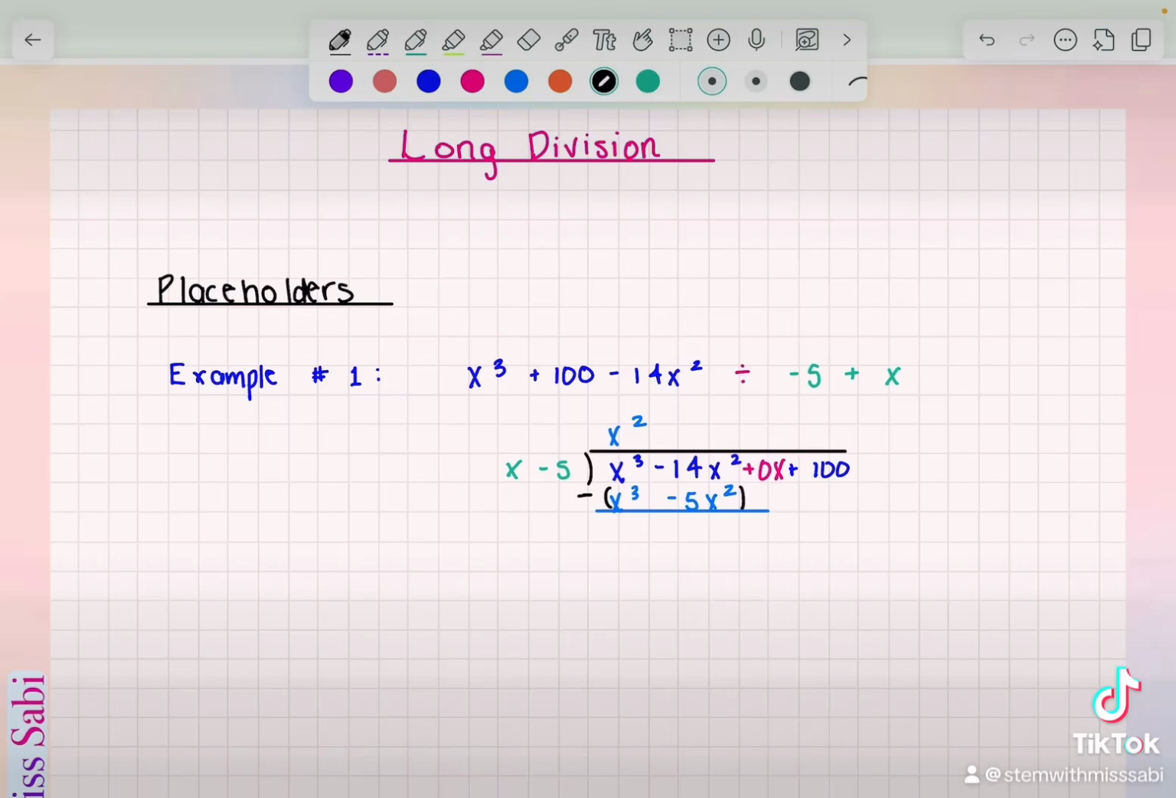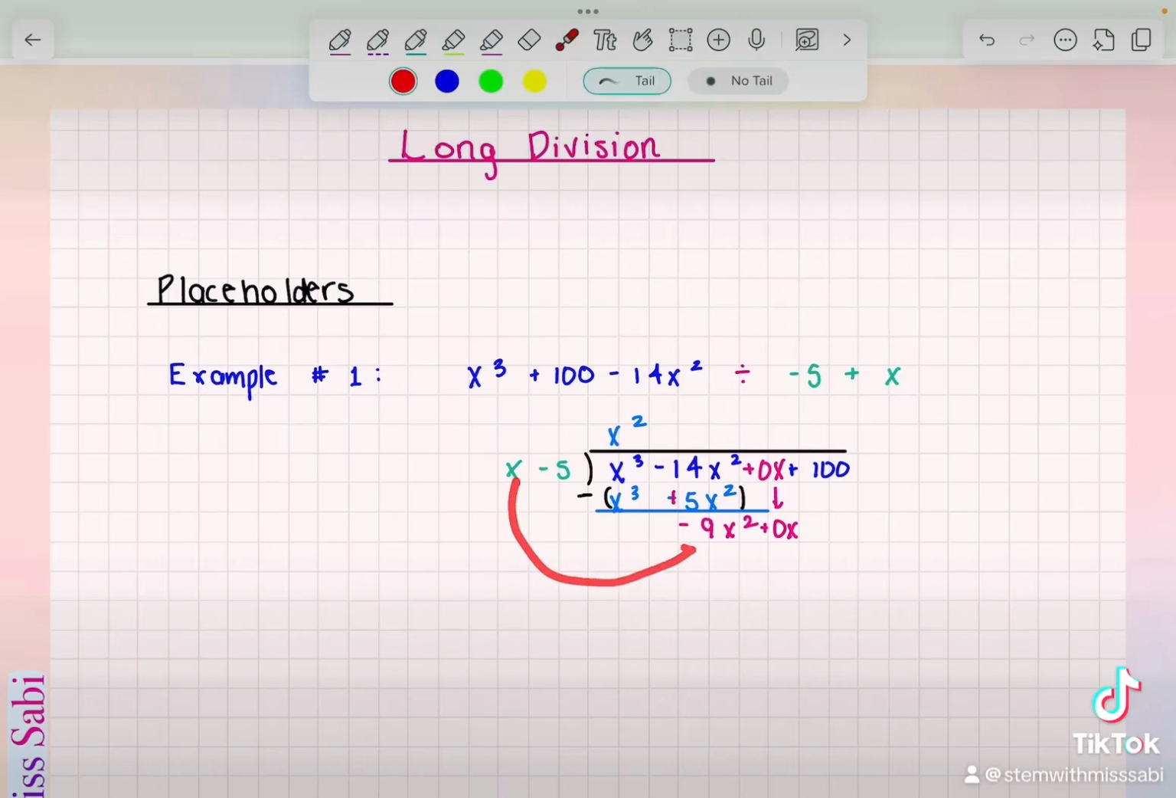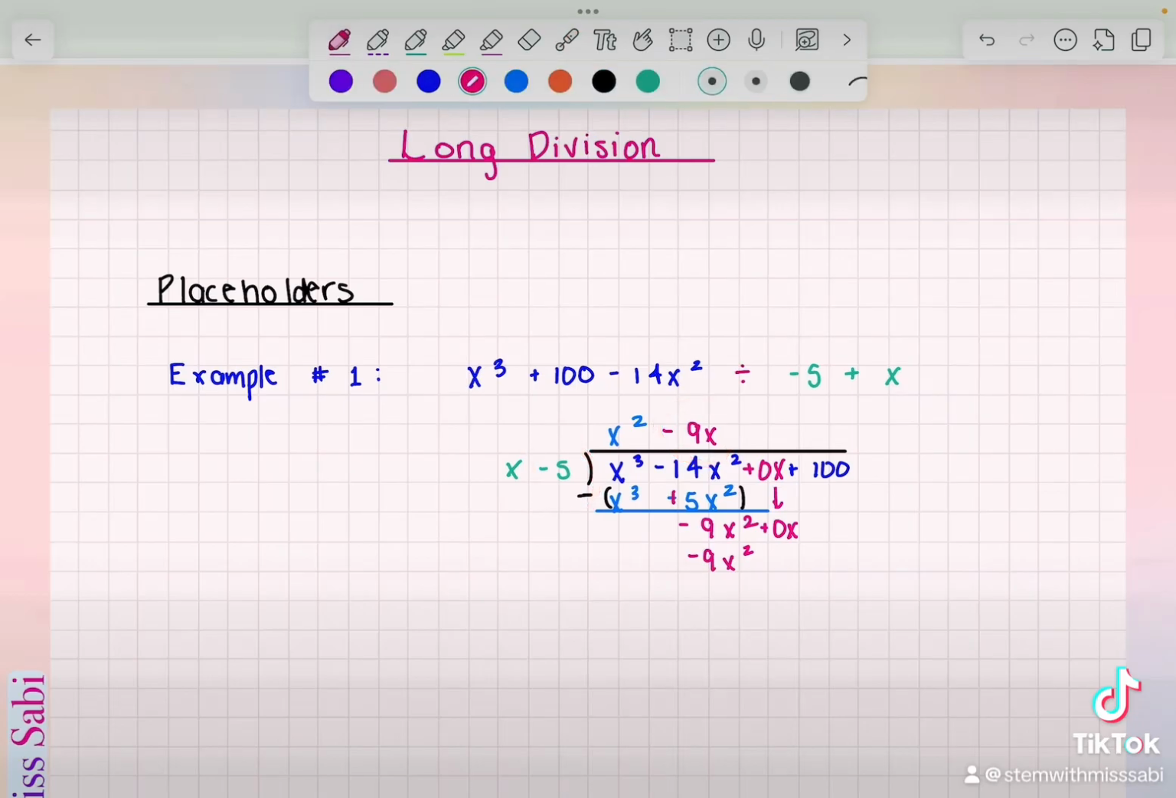So then now this will become positive. So then we have positive 5x squared minus 14x squared, right? So that's going to be, let's write that, negative 9x squared, right? Just like regular long division, we bring that down. We have 0x. Now you ask yourself the same question. How many times does x go into negative 9x squared? Well, that looks like negative 9x. Negative 9x times x, we have negative 9x squared. And then we have negative 9x times negative 5. That is positive 45x.